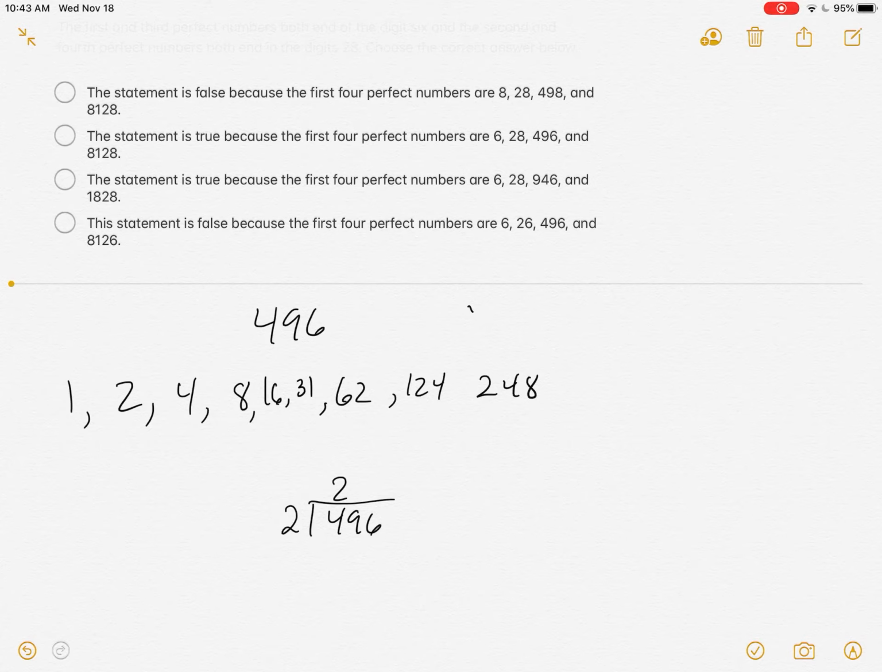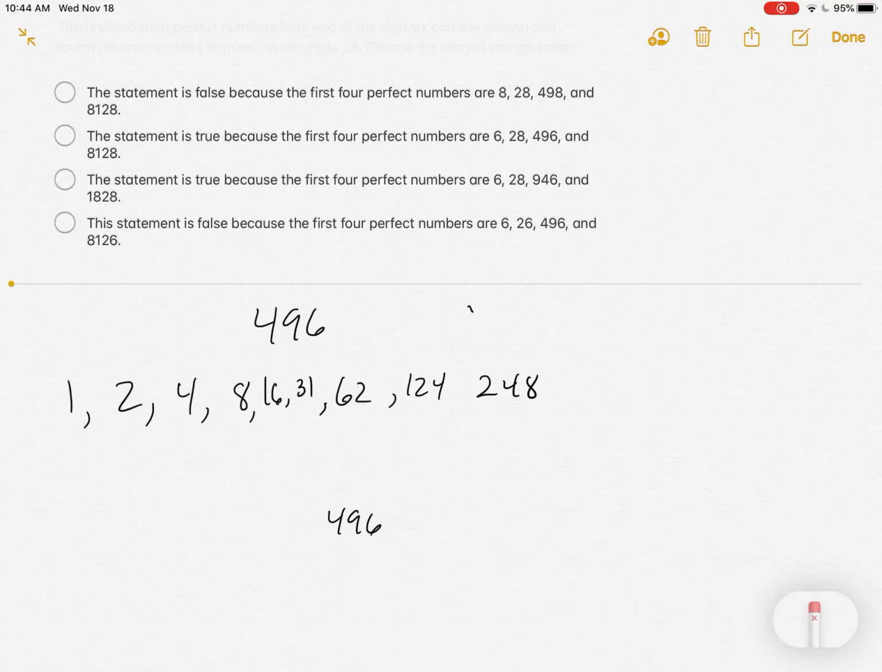20 won't work because 5 doesn't. 21 won't work because 7 and 3 don't. 22 won't work because 11 didn't. 23 we'd have to try because it's prime. Doesn't work, but I've looped myself. When I look at division by 23, it says my number has to be under that. So these are our prime factors. I'm sorry, our proper factors, not prime.